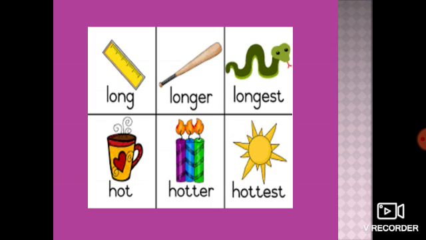Now look at this picture. If the scale is long, here, when you're talking about only one scale, you will say it's a long scale. But when you are comparing it with a bat, you will say the bat is longer than the scale. But when you have to compare the snake with the other 2 pictures, you will say that the snake is the longest of the 3. Again, coffee is hot, but the candle is hotter than the coffee. But the sun is the hottest of all.